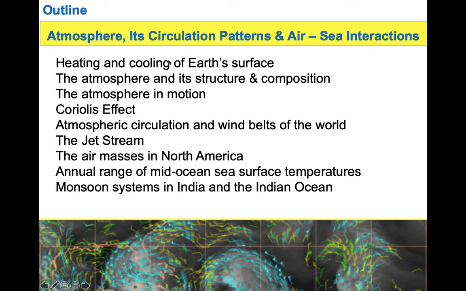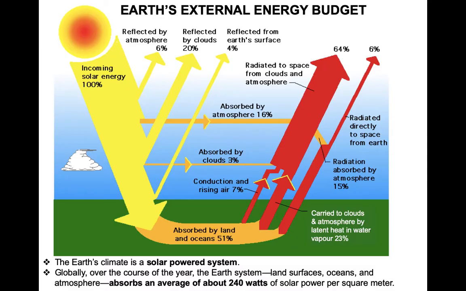So we're going to be starting with the solar radiation and heating and cooling of the Earth's surface through solar energy power. Then we're going to look at the structure and composition of the atmosphere very briefly, and we're going to talk about the Coriolis effect, and then we're going to start talking about some of the important air circulation patterns, and we're going to finish up with the monsoon systems in India and in the Indian Ocean.